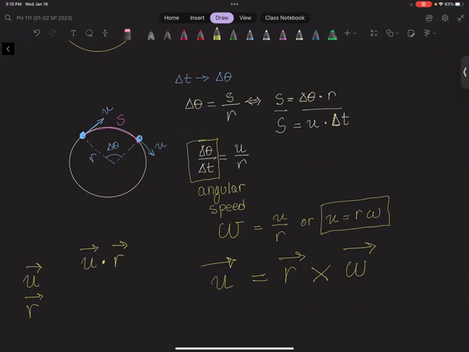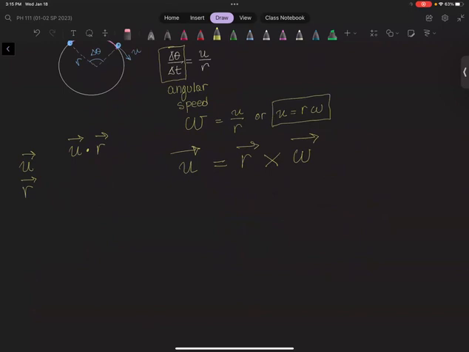Somebody's going to ask me, okay, dude, so what's the big deal if we call omega a vector or not? Right now, it's not obvious. Right now, you cannot see why it's important to call omega a vector. A month from now, you're going to change your mind. You're going to see why omega is very important to call it a vector.